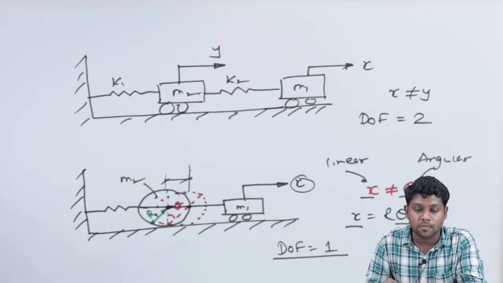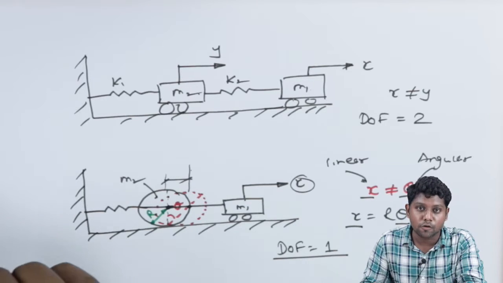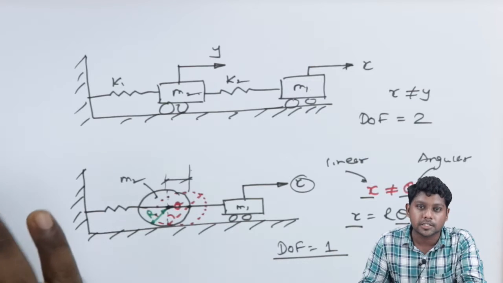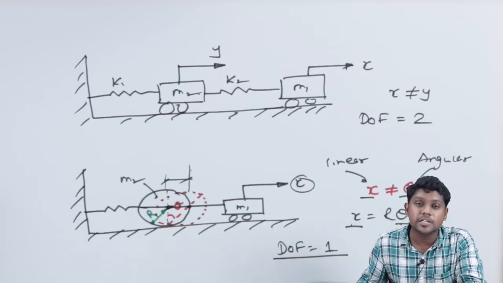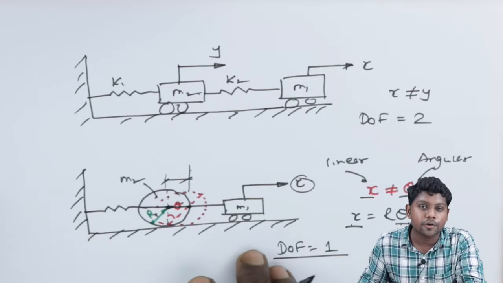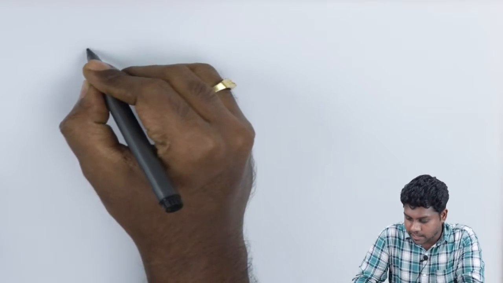So that is a very important phrase in my definition: number of kinematically independent coordinates. Here these two are not kinematically independent, they are dependent on each other. Therefore here the degree of freedom becomes 1. Let us understand further with a much more complicated example.